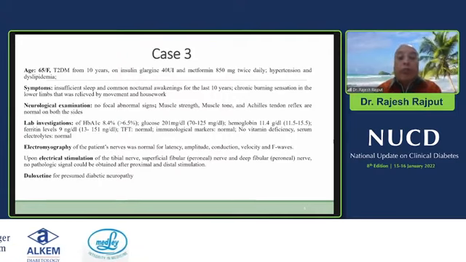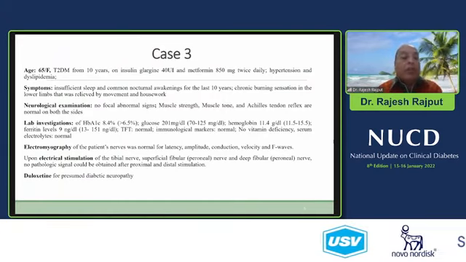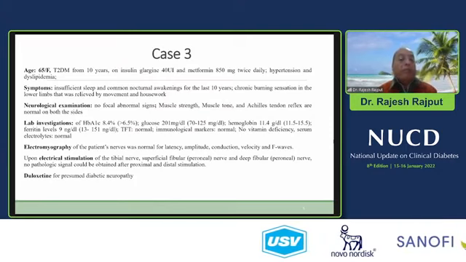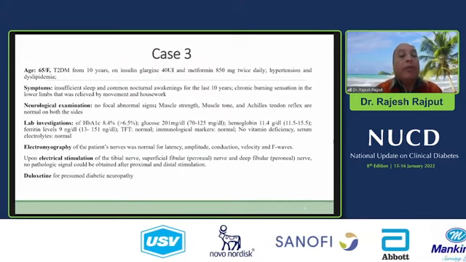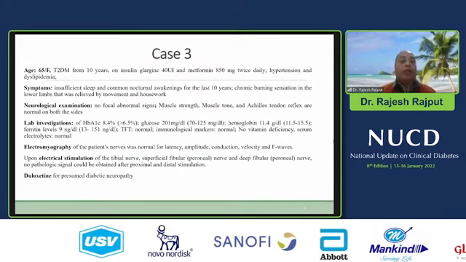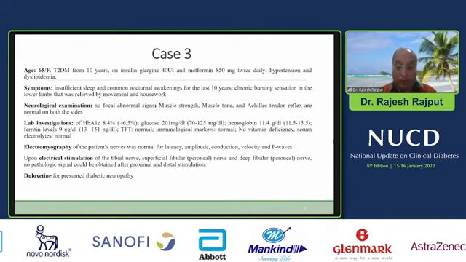HbA1c is 8.4, which means diabetes is not controlled. Thyroid function test normal, no vitamin deficiency, EMG normal, NCV normal, and the patient has been prescribed duloxetine by a physician for presumed diabetic neuropathy. So I have told you three cases, three presentations of painful leg syndrome.